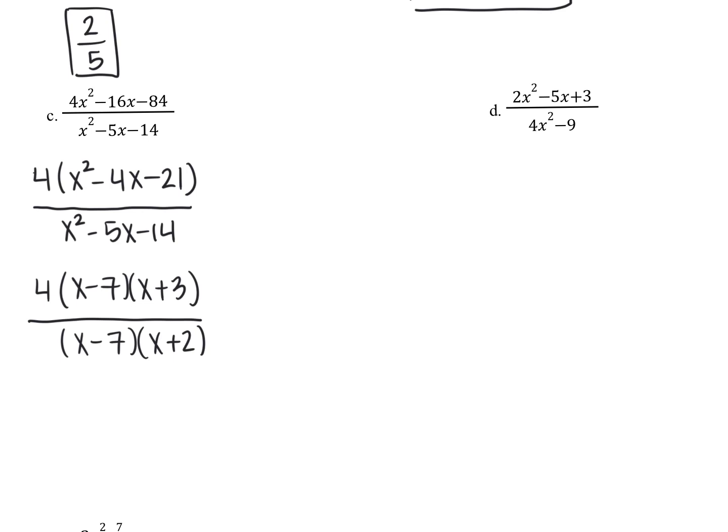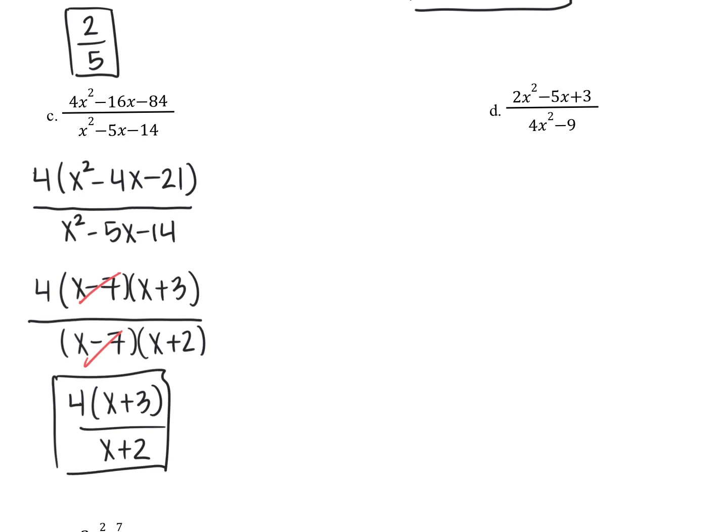So now that I've factored my numerator and my denominator, I see that I have an x minus 7 in both, so those are going to cancel. And I'm just left with 4 parentheses x plus 3 over x plus 2. Which again, not going to distribute the 4 in the parentheses. We're going to leave it in factored form.